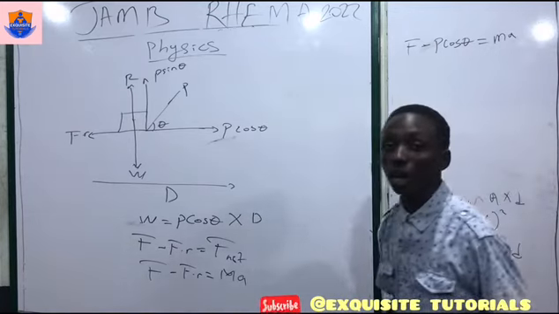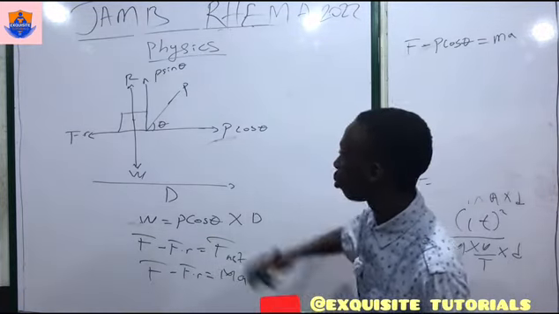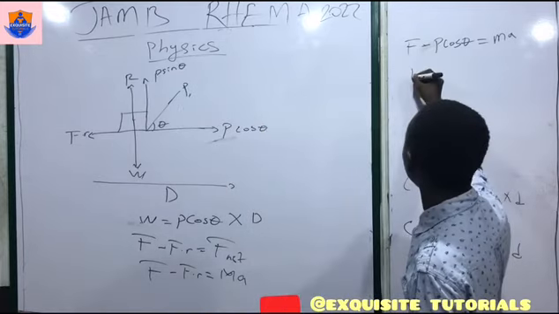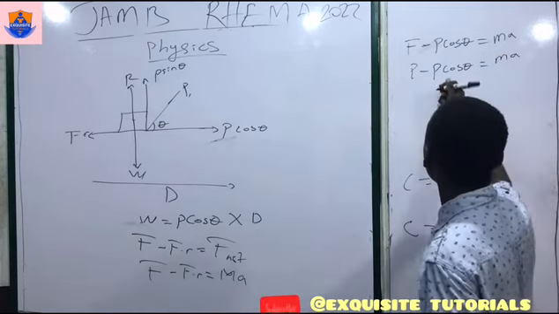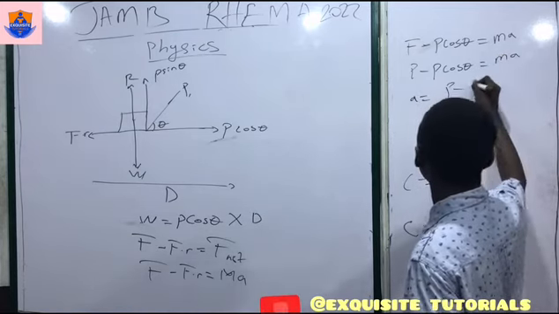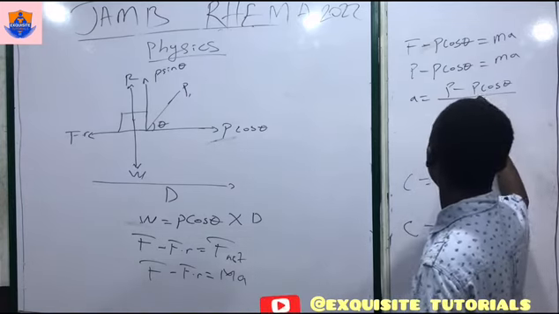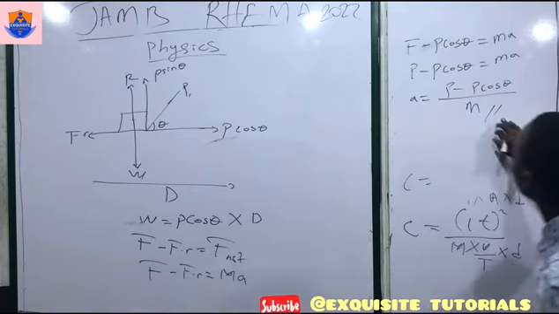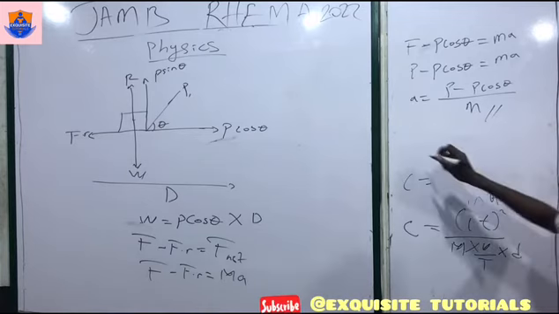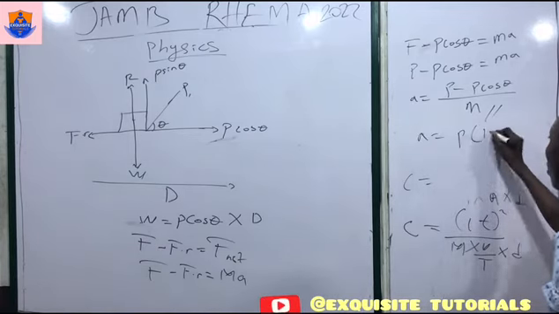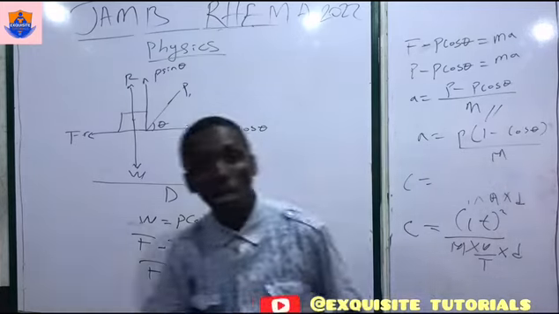Now for this part, not when calculating the work done, we work with the normal P. So the normal P minus P cos theta is equal to ma. So we can say a is equal to (P minus P cos theta) all over m. You can also work with this: (P minus P cos theta) all over m. You can simplify further and say a is equal to P(1 minus cos theta) all over m.